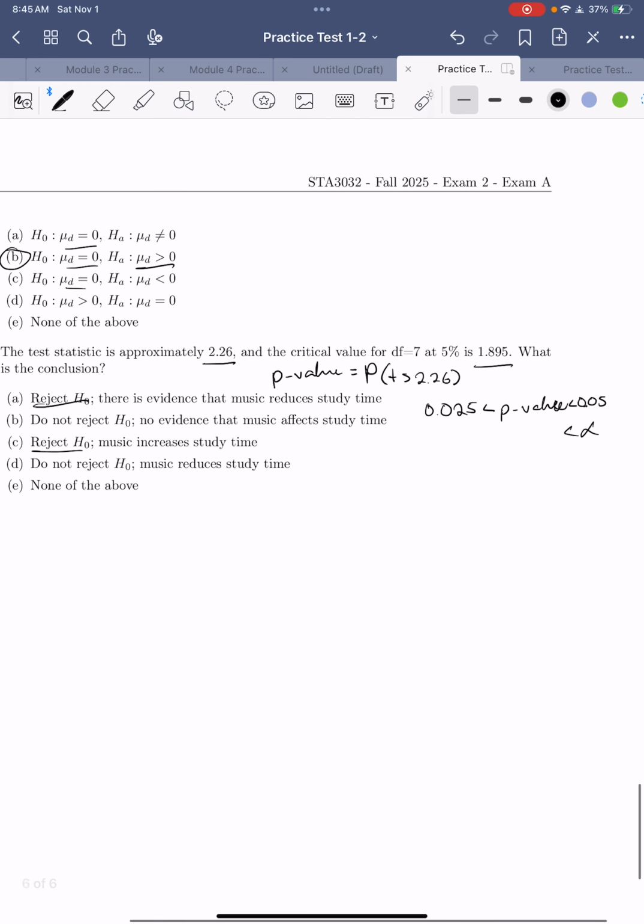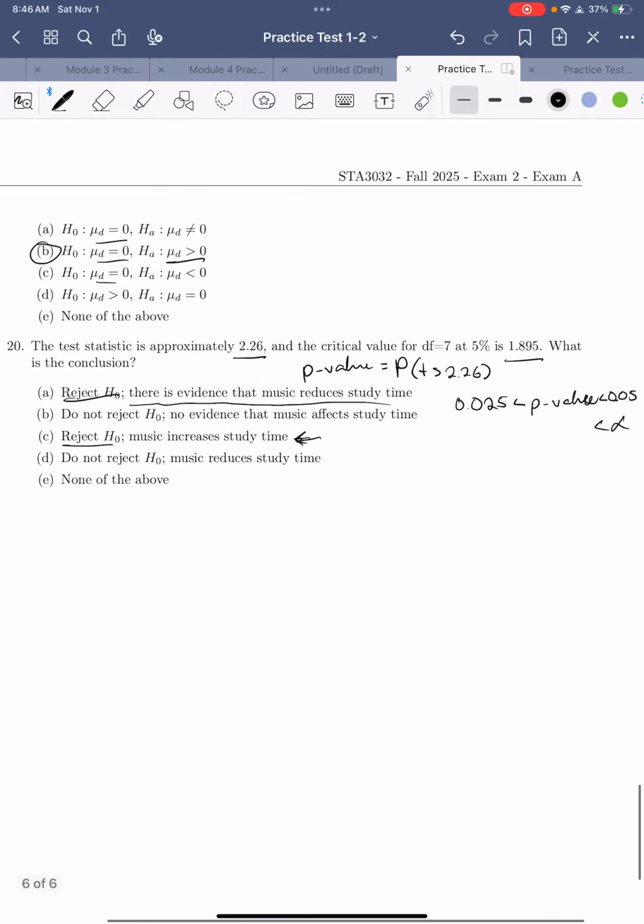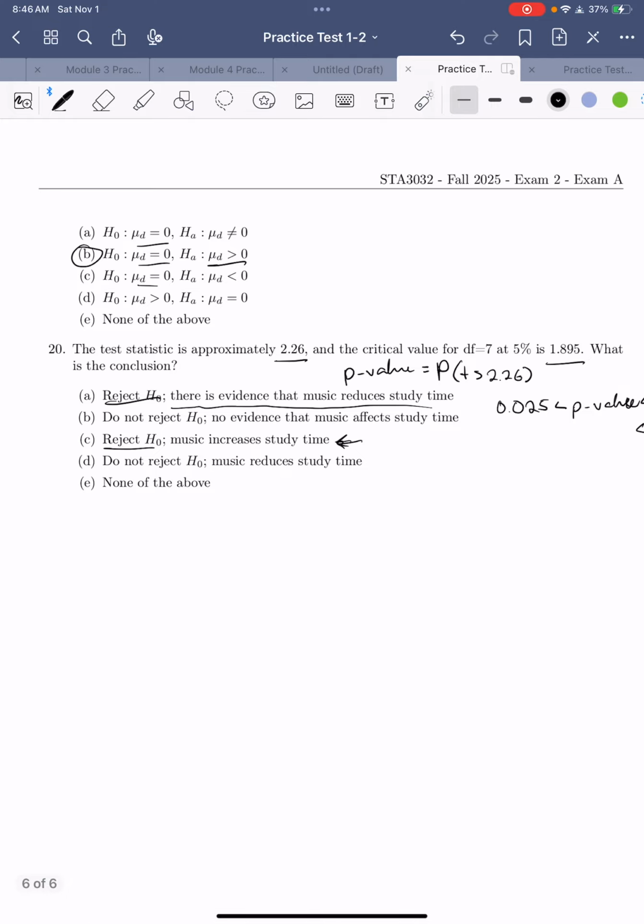So that means a positive mean difference, and so our conclusion should be that we have evidence that music reduces study time. This is wrong because we are looking for if music reduces study time, not increases study time, and we also only have evidence that it is true. We don't say that it is true for sure. That's why we don't accept our alternate. We just say that we have evidence that, so we say that our answer should be A.